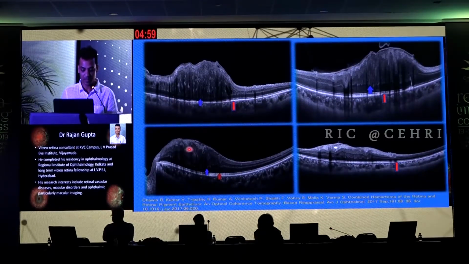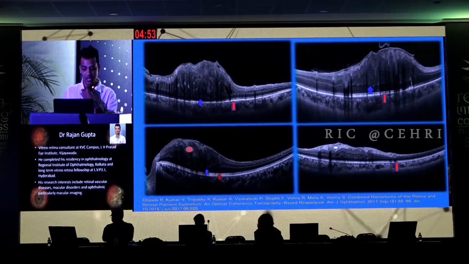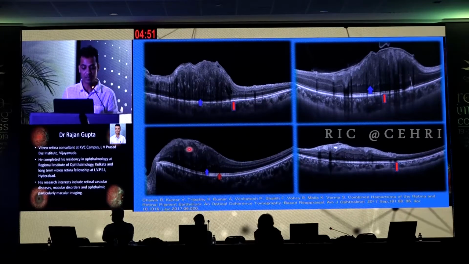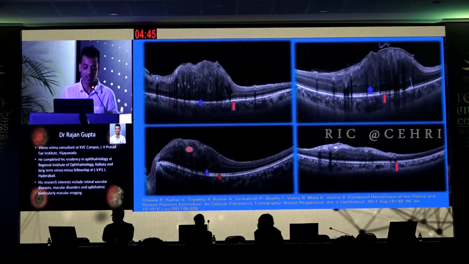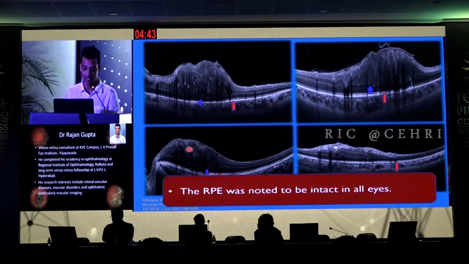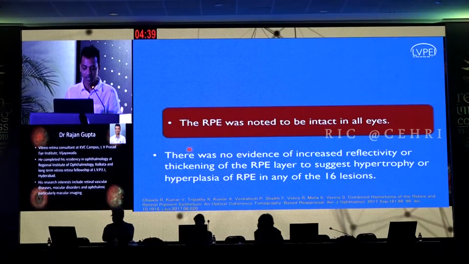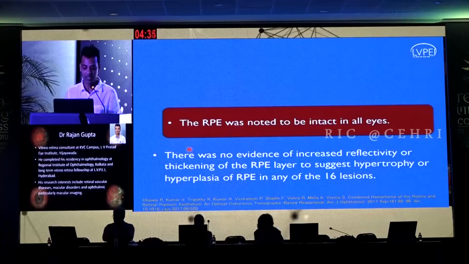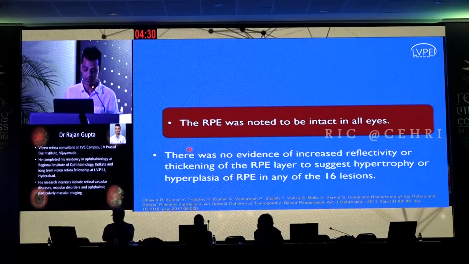There was a very interesting article on OCT appraisal of combined hamartomas by Rohan Chawla et al. from AIIMS, where they described 16 lesions which were predominantly macular. What they found was intact RPE in all the cases, and the lesions were limited only to the outer plexiform layer. RPE was noted to be intact in all the eyes, and there was no evidence of increased reflectivity or thickening of the RPE to suggest hypertrophy or hyperplasia of RPE in any of the 16 lesions.